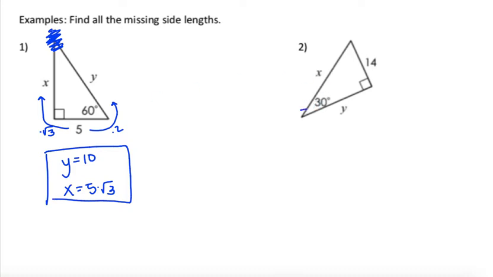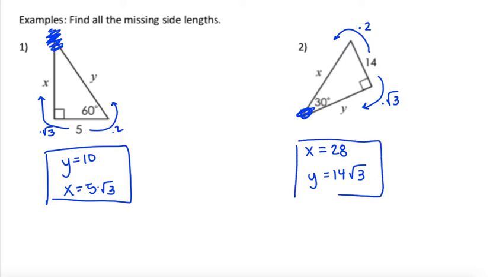Okay, here's my 30 degrees, so I kind of mark it out, and look, this is my x. So going this way, I'm going to multiply by 2 because that's the hypotenuse. This side, I'm going to multiply by radical 3 because this is the long leg. So to get x, 14 times 2 is 28. To get y, 14 times radical 3 is 14 radical 3. And those are my two answers.